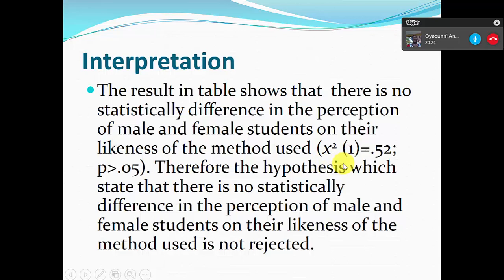Are you saying X squared again, madam? Chi-square.